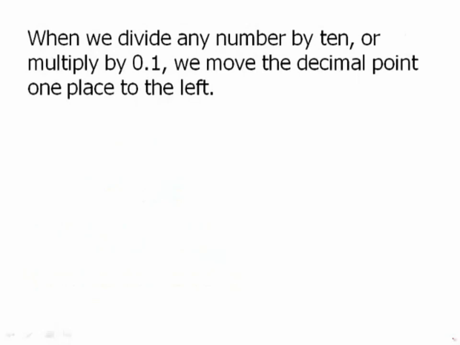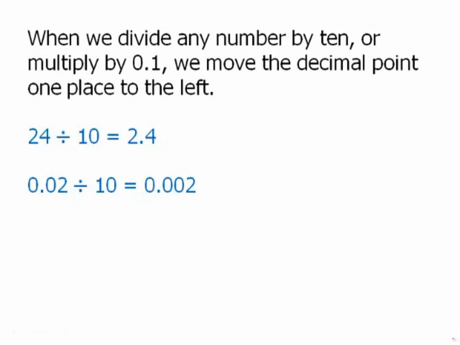When we divide any number by 10, or multiply by 0.1, we move the decimal point 1 place to the left. So now 24 divided by 10, the decimal point next to 4 moves 1 place to the left, and it winds up between the 2 and the 4, 2.4. 0.02 divided by 10, the decimal point moves 1 place to the left. I wind up with 2 place holding zeros, 0.002, 2 thousandths.